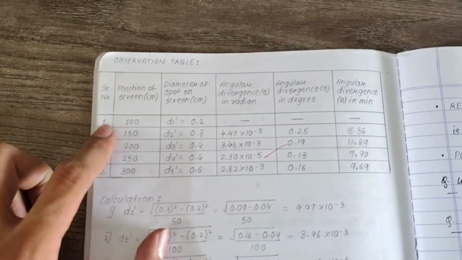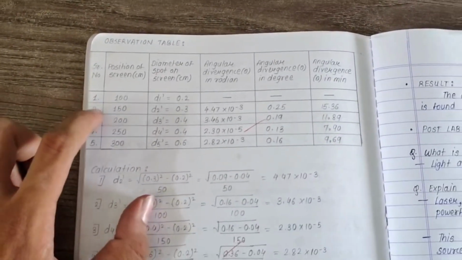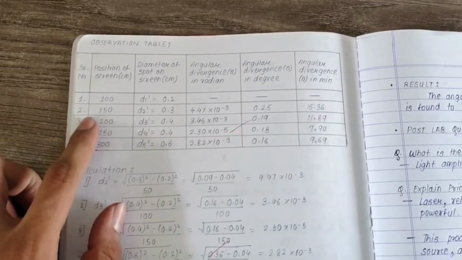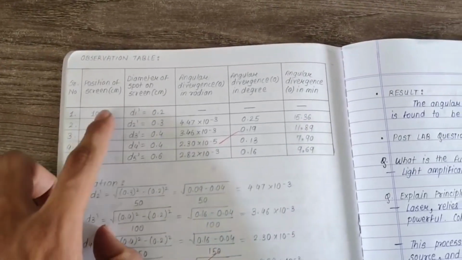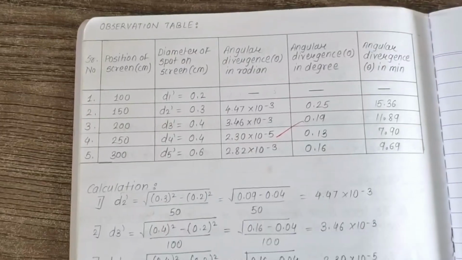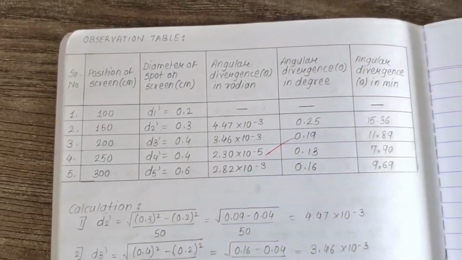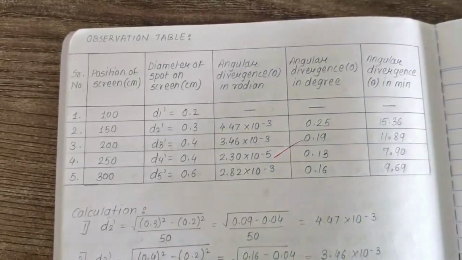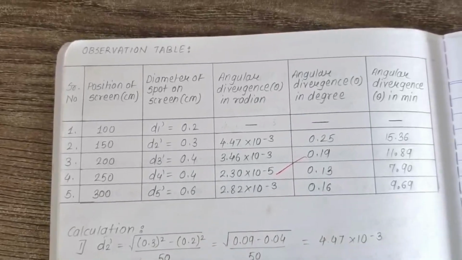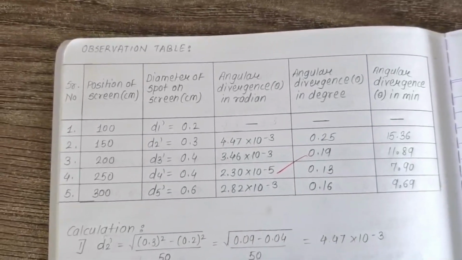So as you can see, the initial position of the screen is at 100 centimeters. Then we can increase it by 50 centimeters. When the laser light falls on the screen, we have to mark that spot, and now we have to write the diameter of that spot.